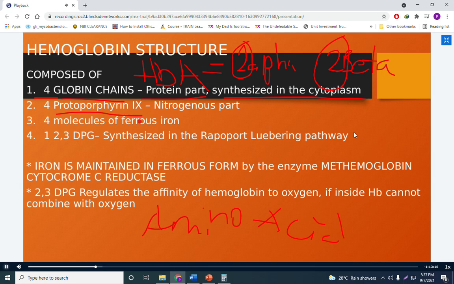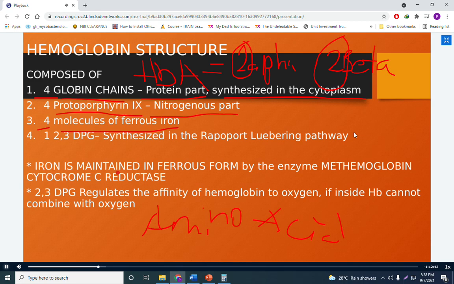protoporphyrin 9 molecules. Protoporphyrin 9 molecules. This is the nitrogenous part of your hemoglobin. Then it also contains 4 molecules of ferrous iron. Ferrous iron, which is the type of iron that can bind with oxygen. Then we have one molecule of 2,3-DPG, which is synthesized in the Rapoport-Luebering pathway.